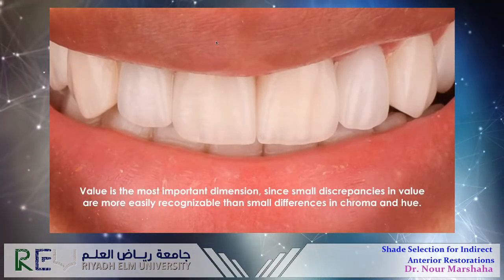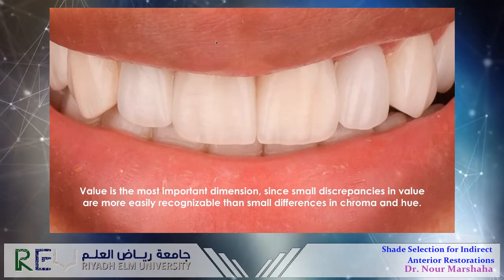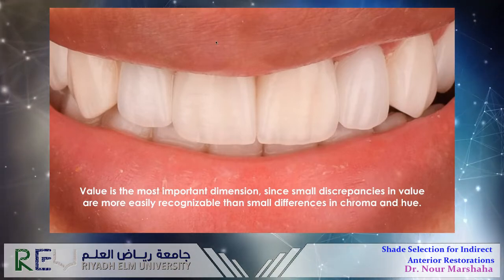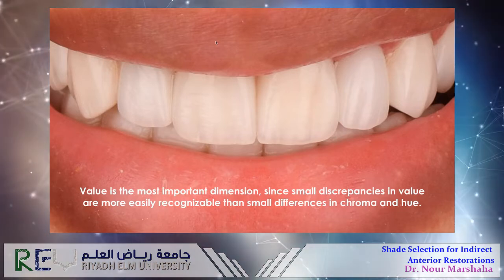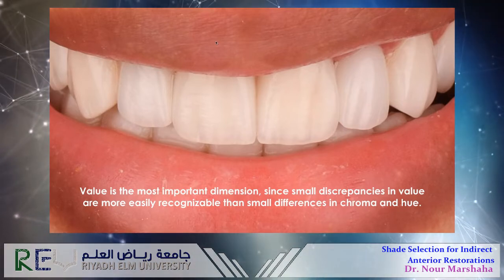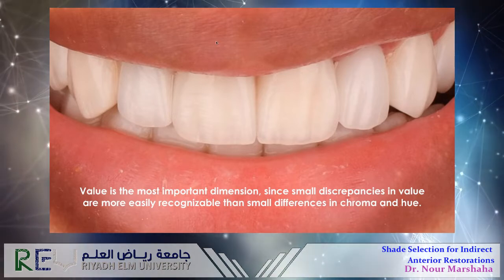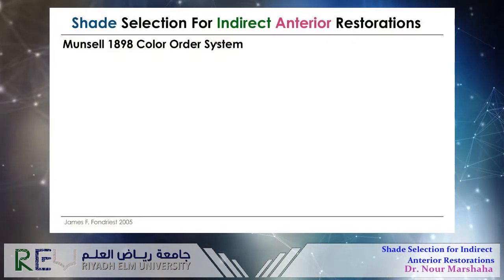We can also detect the value directly. The value is the most important dimension. So we can see that the lateral of 22 is more easily recognized than other teeth, because small differences in chroma and hue are not easily recognizable.